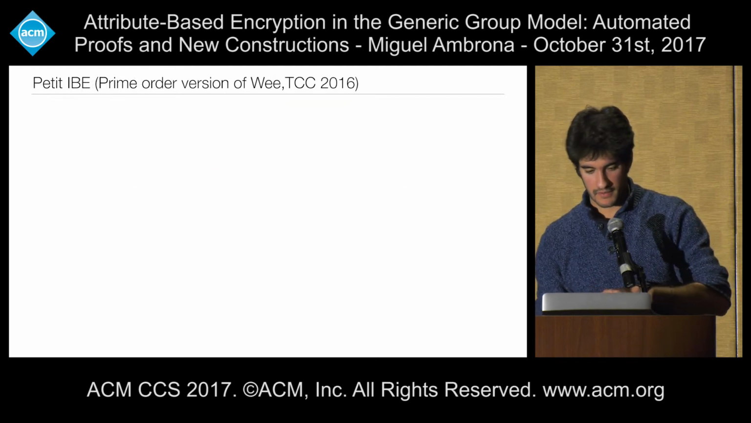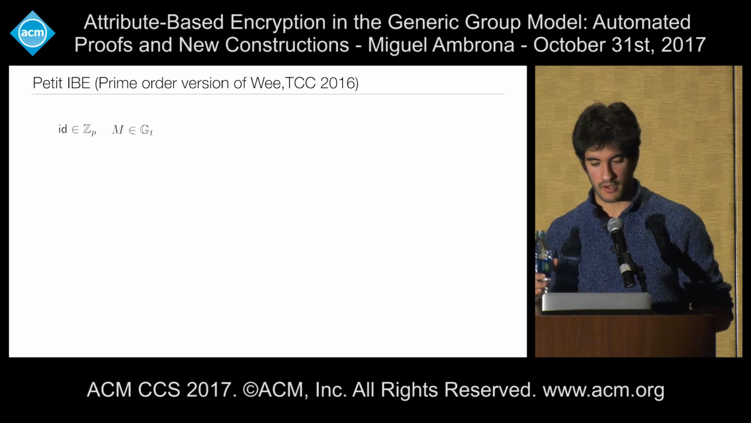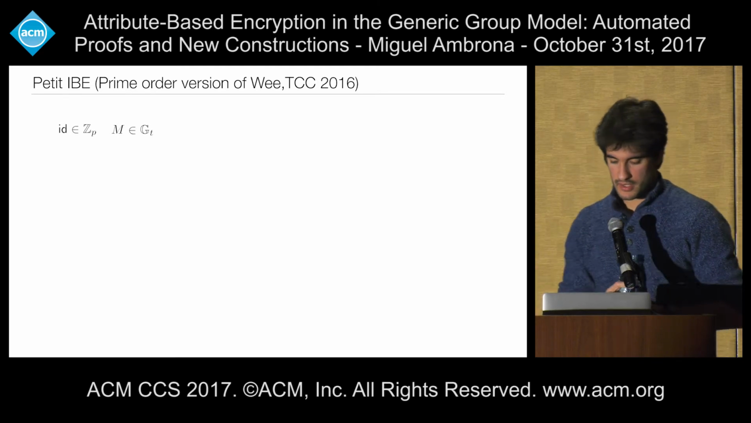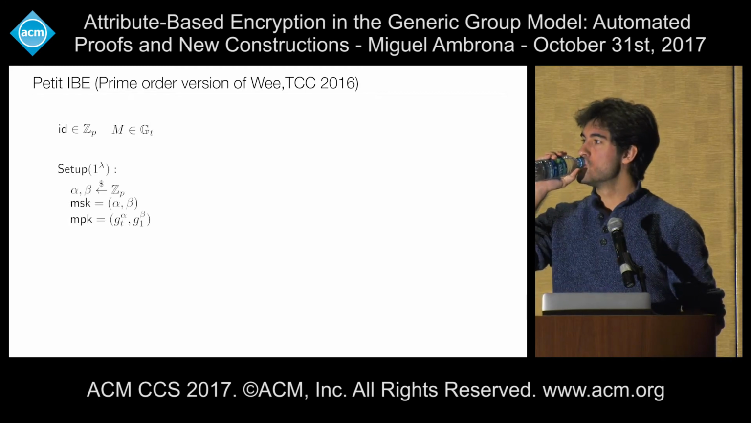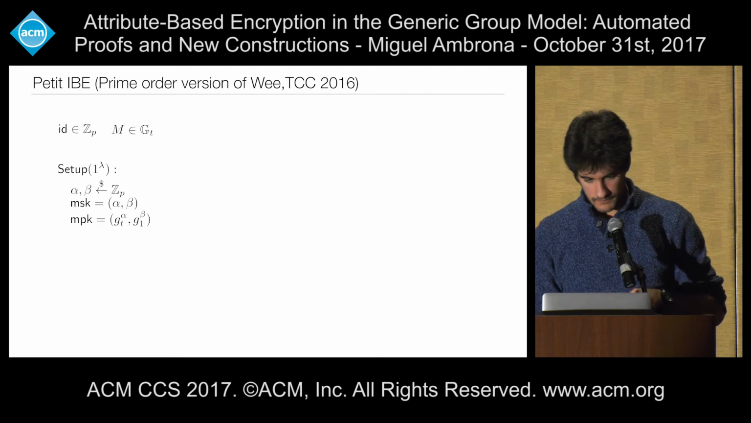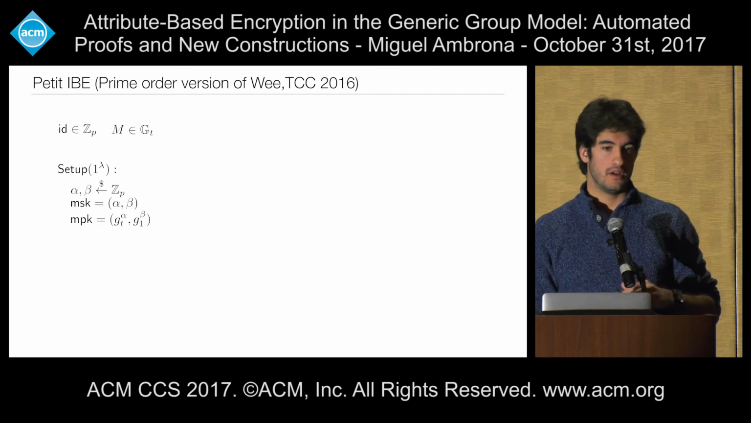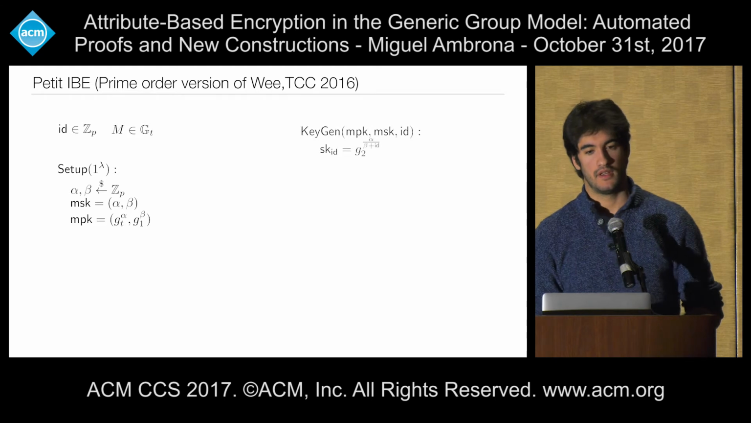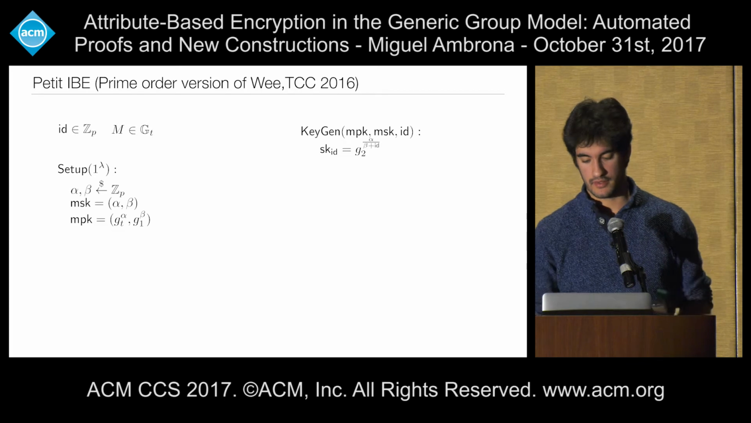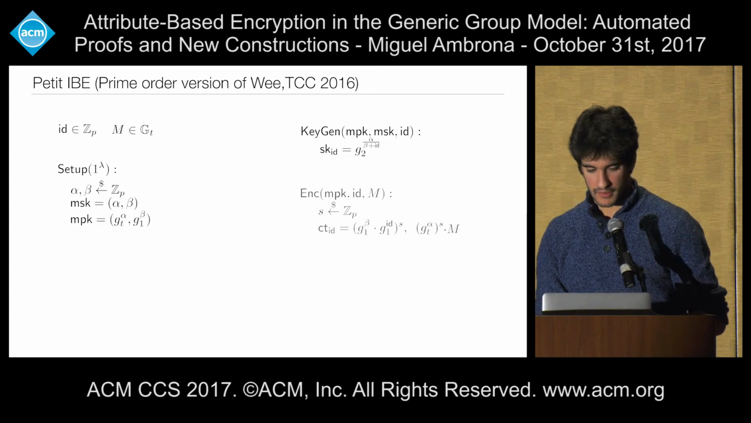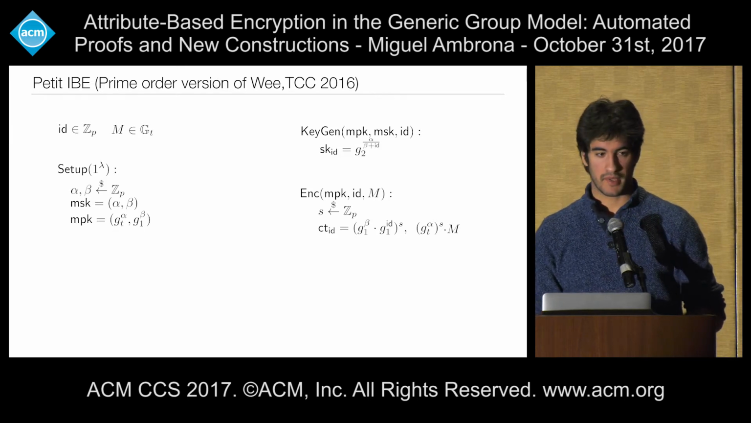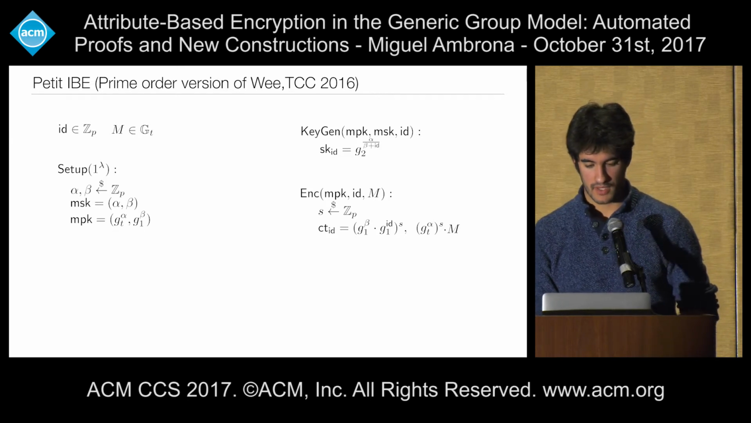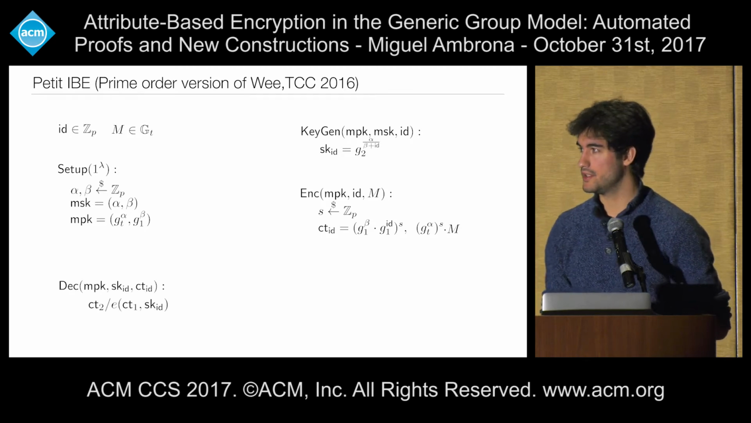This is a primitive adapted from a work by Hotek Wee, and it's about identity-based encryption, which is a special case of attribute-based encryption. In particular, in identity-based encryption, you encrypt for an identity, and users have a key for an identity, and the identity needs to match in order to decrypt.